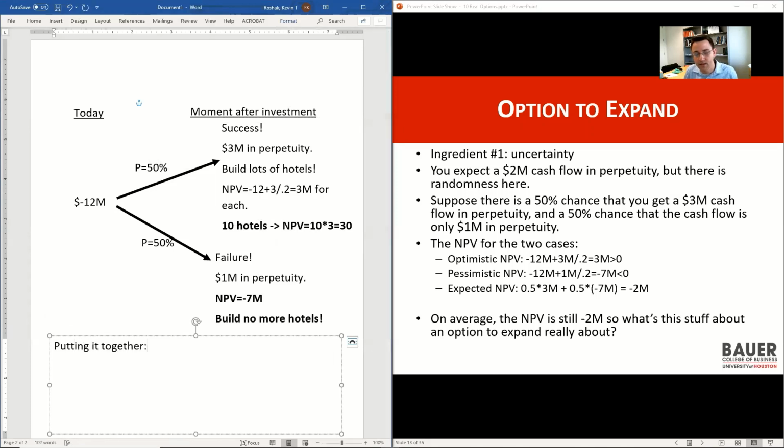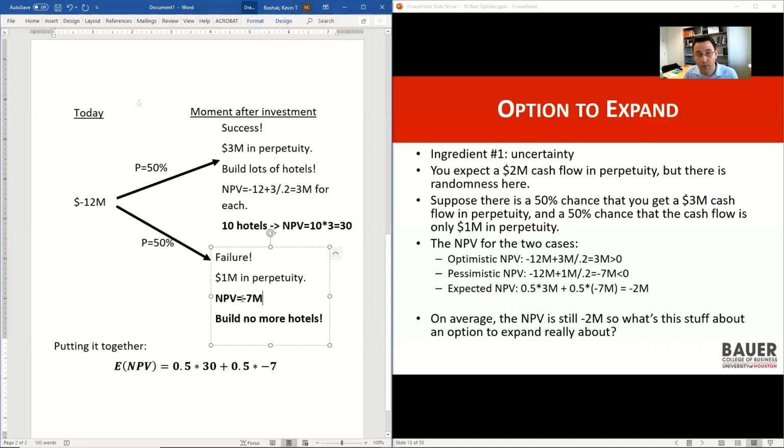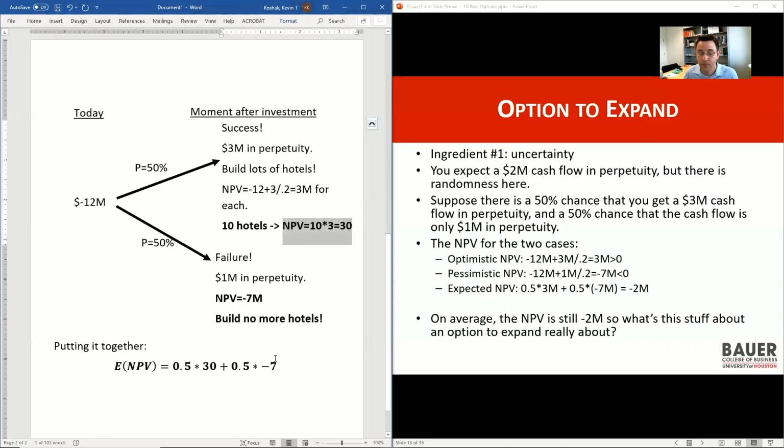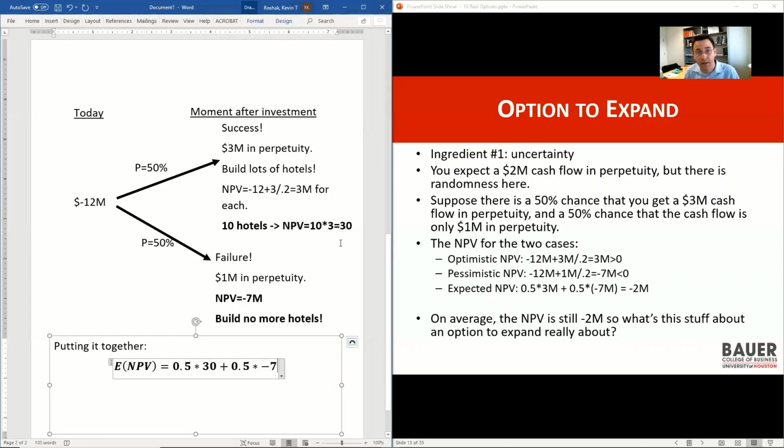Putting it all together and making a decision. What's the expected NPV from this thing? Well, half the time, things look very good, and you get an NPV of 30. So 50% of the time, you get 30, and then 50% of the time, you get minus 7. Okay, because you just build 1 bad hotel versus 10 good hotels. And what you'll see is this becomes a positive NPV. It's 15 minus 3.5, so we get 11.5 in NPV.